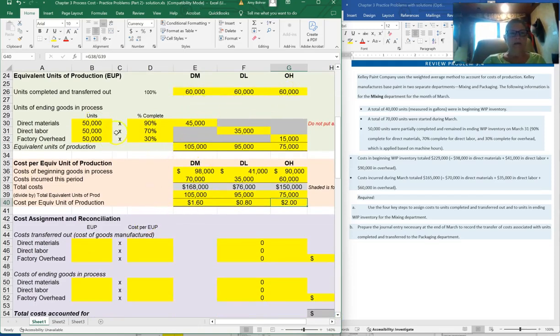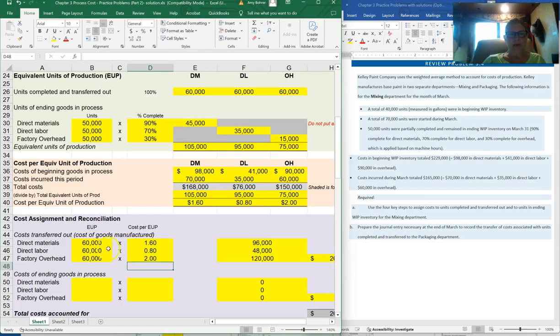And the 50,000 units that are still sitting in our ending work in process, how much should they be sitting there for? So we know that the cost of the goods that were transferred out were 60,000. All of those were 100% complete for all three of the factors. And what was the cost for direct materials? It was $1.60. What was the cost for direct labor? It was 80 cents. And the cost that we figured out for overhead was $2.